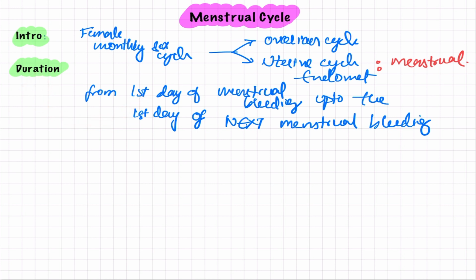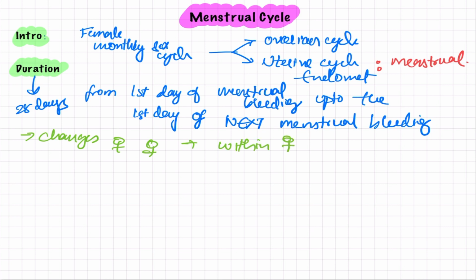So what is the usual period? Usually it is 28 days. Okay, usually it is 28 days, but there are variations, changes from female to female, as well as it can change within the same female. It is not the same always. You must remember these points, they are very important, can be asked in the MCQs.